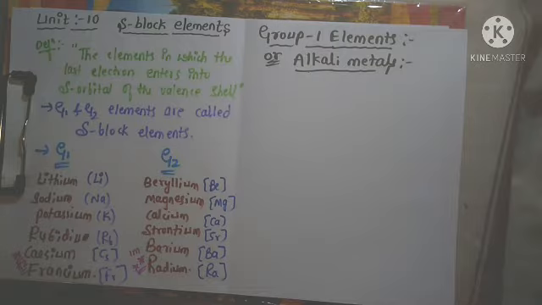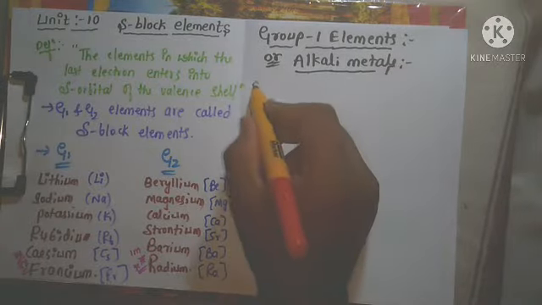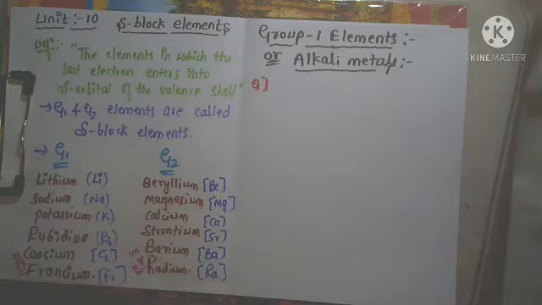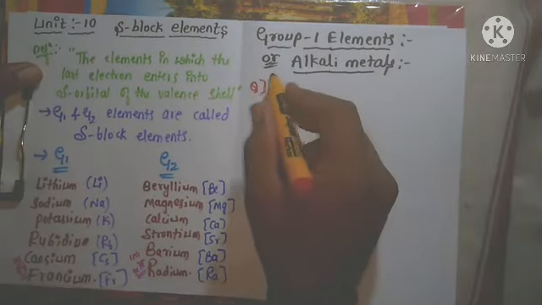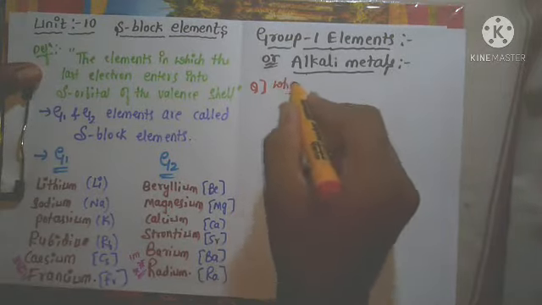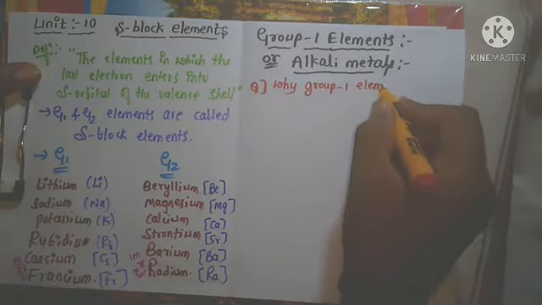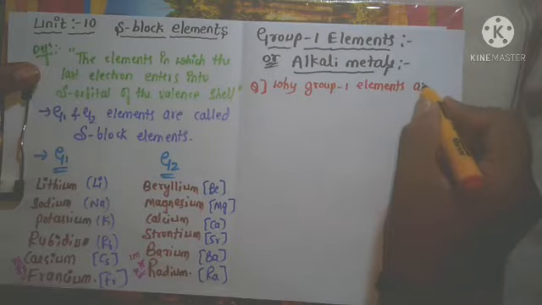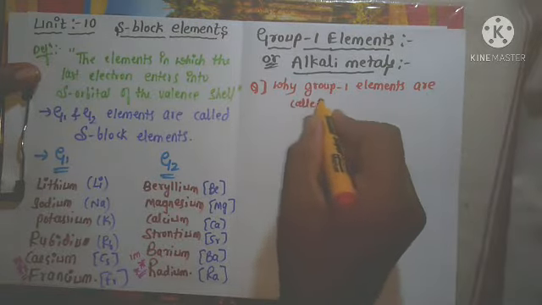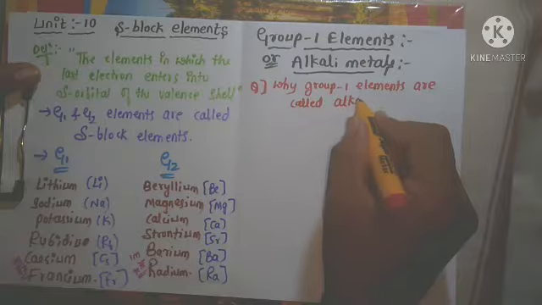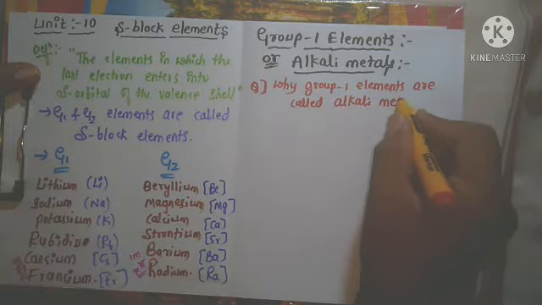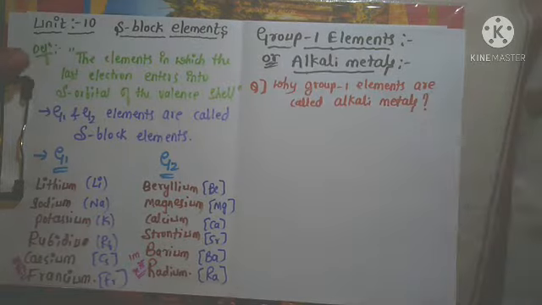Now we will see the question first. We will take one question. The question is: why are group 1 elements called alkali metals? Why are group 1 elements called as what? Alkali metals. Now we will see the answer for this one.